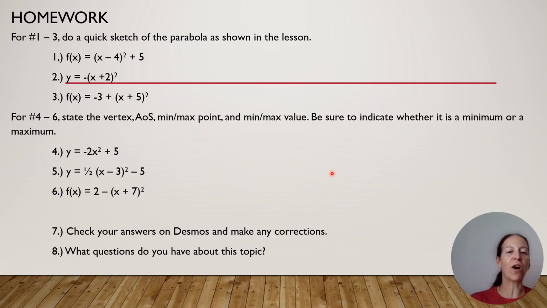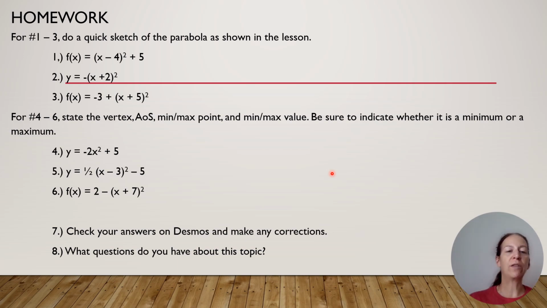So for your homework, for problems 1 through 3, do a quick sketch of the parabola as shown in the lesson. So all I want you to do is just the sketch. For numbers 4 through 6, state the vertex, axis of symmetry, minimum and maximum point, minimum, maximum value. Be sure to indicate whether it is a minimum or a maximum. So 4 through 6, just like what we just did. For number 7, check your answers on Desmos and make any corrections.